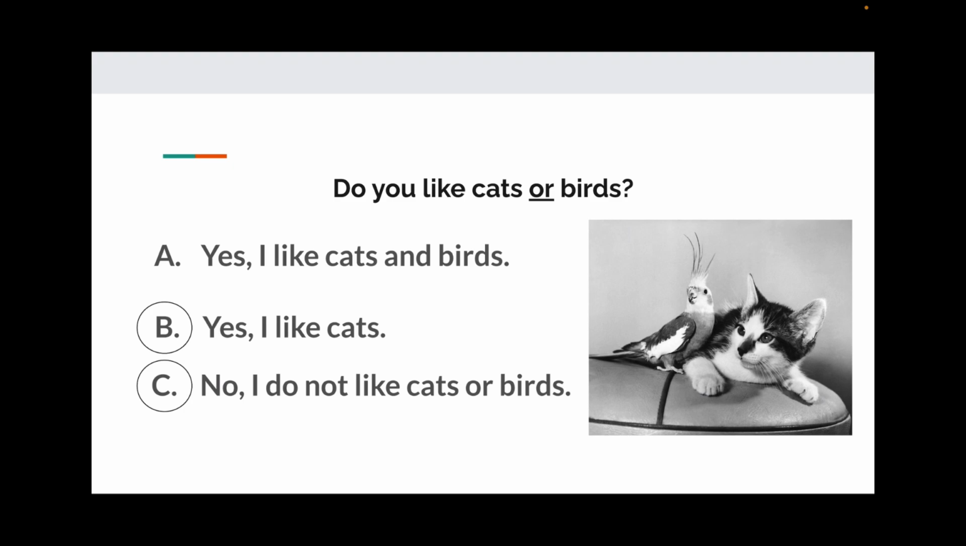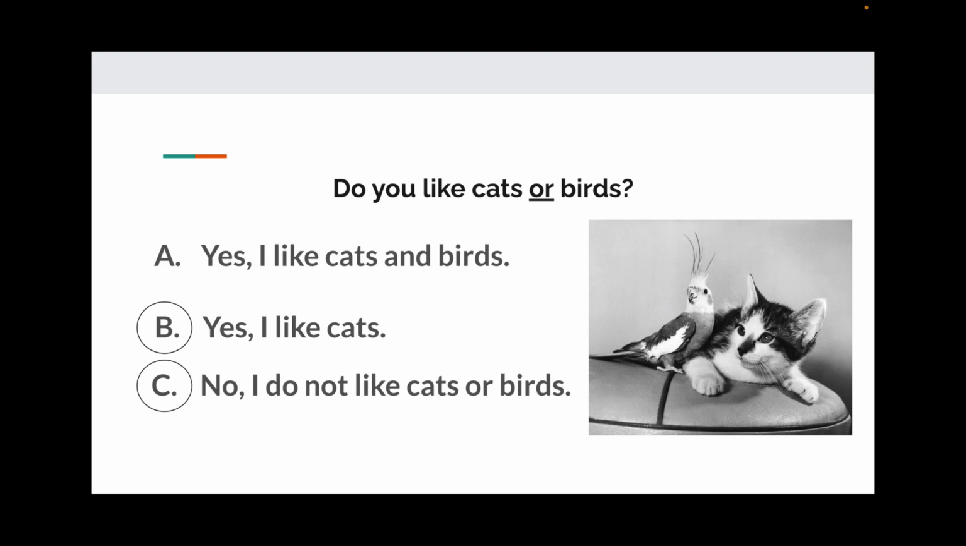So yes, I like cats and birds would be perfectly fine if the question read, do you like cats and birds? Because in that case, you would be confirming with yes that you like both options. However, since we have or instead of and, we can only use yes to confirm one option. So, yes, I like cats, or yes, I like birds.